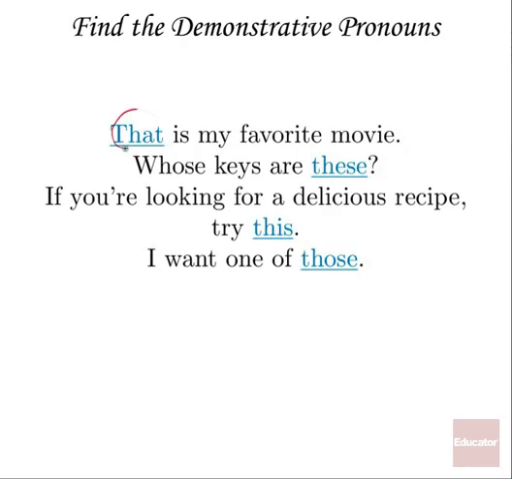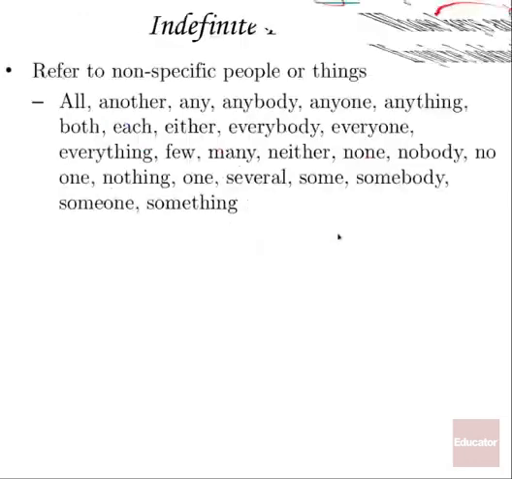That is my favorite movie. Notice that it's acting like a noun. That thing over there is my favorite movie, that movie. Whose keys are these? Okay, we're referring to a specific set of keys, taking the place of the word keys, so that's what pronouns do. If you're looking for a delicious recipe, try this, and I want one of those. So you see, they still take the place of nouns. We'll get to when they act like adjectives in a minute. But they also point to things.